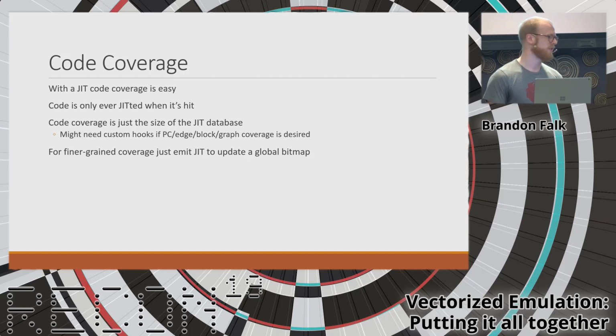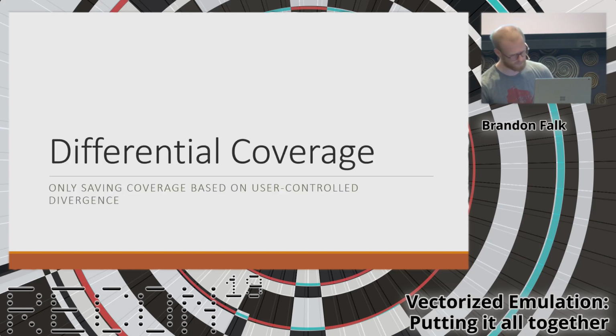And with a JIT, it's just a joke. You can just count the number of blocks in your JIT, or you can emit code that stores something on branches or stores things on every instruction, and you can just make a list of all the instructions and blocks that were hit. So code coverage is just not really a problem.